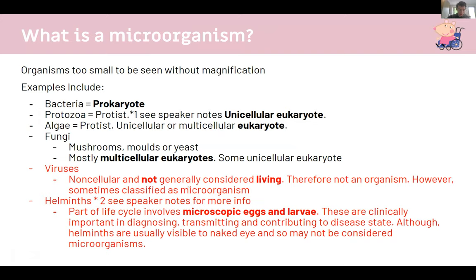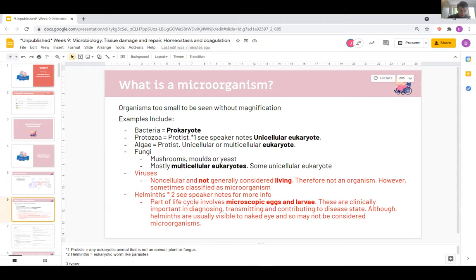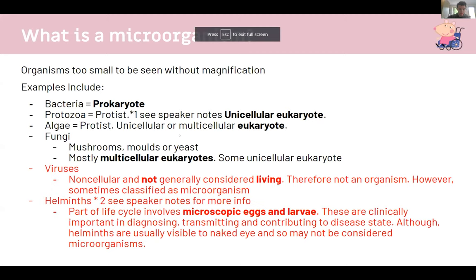Helminths are eukaryotic worm-like parasites. Part of their life cycle involves microscopic eggs and larvae. These are really important because they're important in diagnosing particular parasitic infections clinically. You can take stool samples. They're also important for transmitting and contributing to the disease state. However, the helminths themselves are usually visible to the eye, so they're not considered microorganisms, but the microscopic eggs and larvae are.